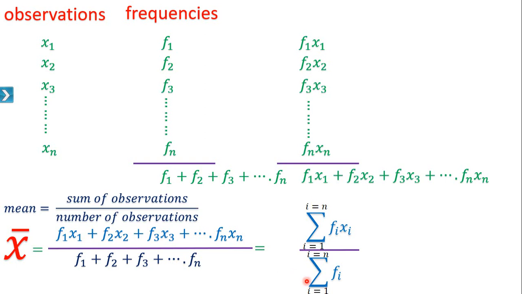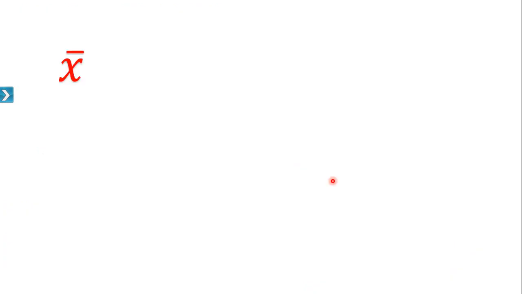If you know that value of i varies from 1 to n, we can write this briefly as sigma fi xi divided by sigma fi, and you should know the value of i varies from 1 to n. Briefly we can write like this. So, the formula to find the mean is x bar is equal to sigma fi xi divided by sigma fi. This is the formula to find the mean.